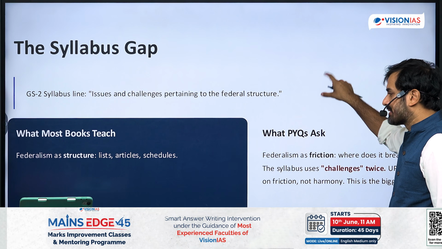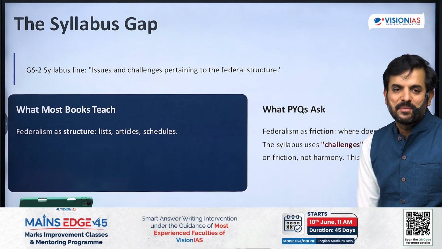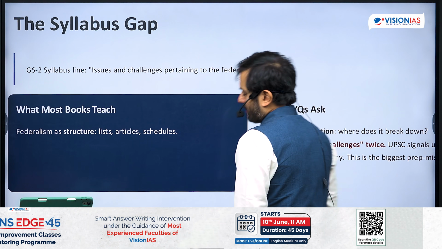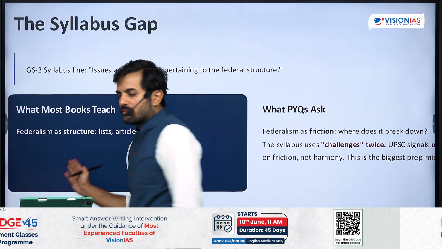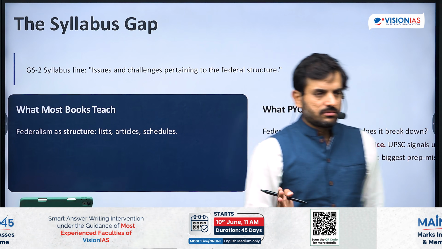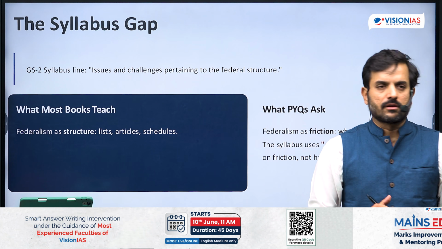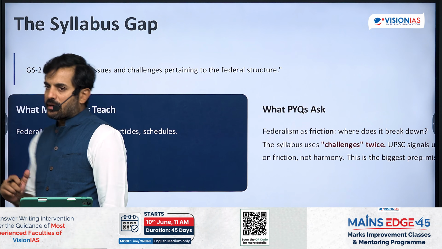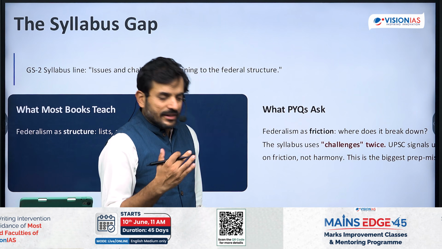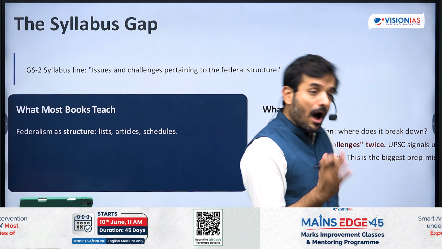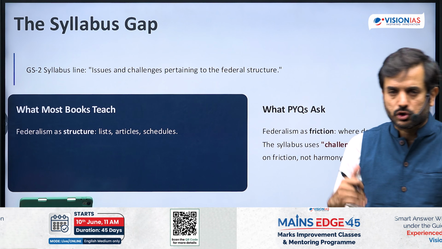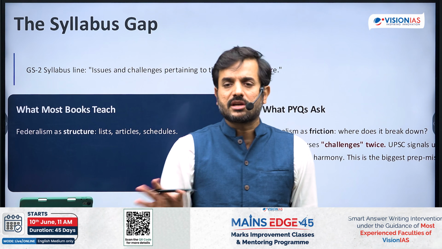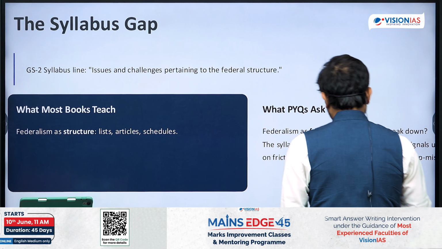The gap that exists in the syllabus is that the syllabus says issues and challenges pertaining to federal structure. What I need to prepare is beyond what certain basic textbooks teach, that is, what is federalism, what are the features of federalism, what are the various articles associated with federalism in India. But I need to go into analysis whether federalism is actually functioning in India or not, how it is functioning, what are the lacunae, what are the shortcomings, what are the improvements that I need to make, what are some of the contemporary issues that are emerging with respect to federalism in India.